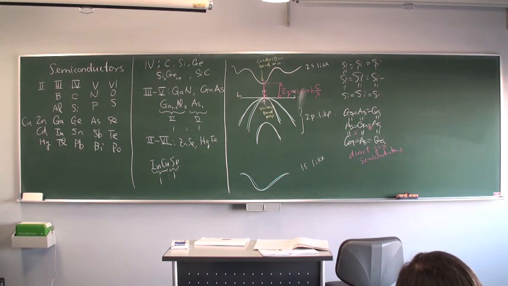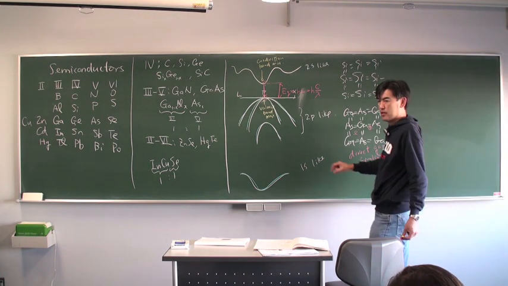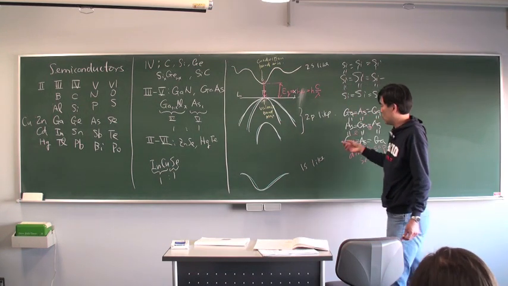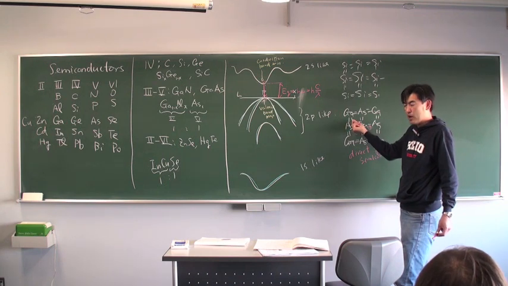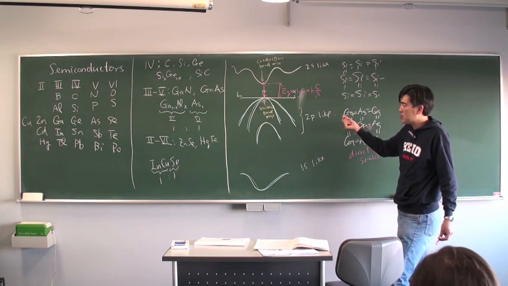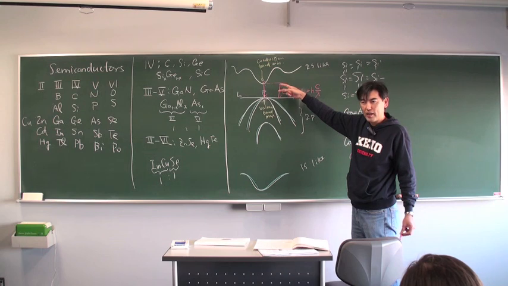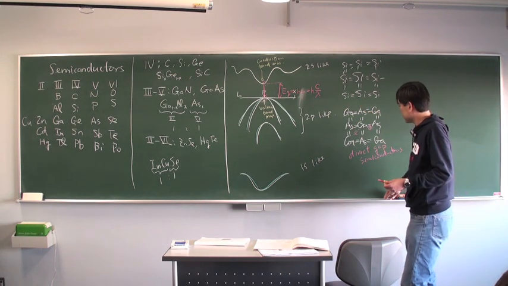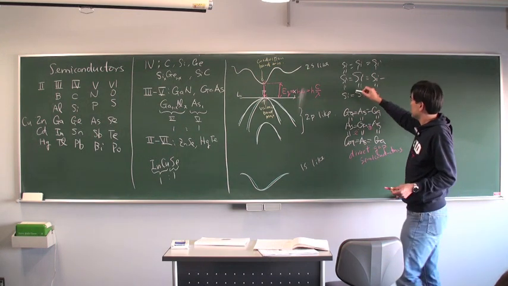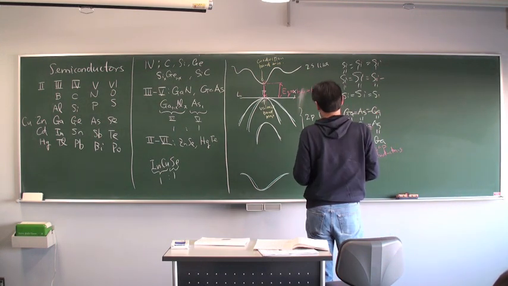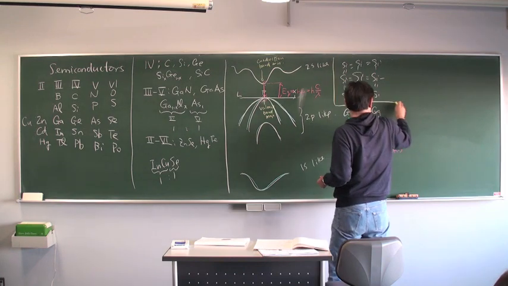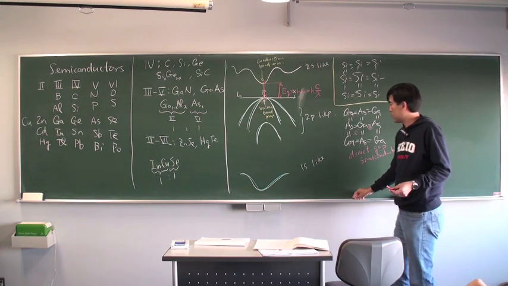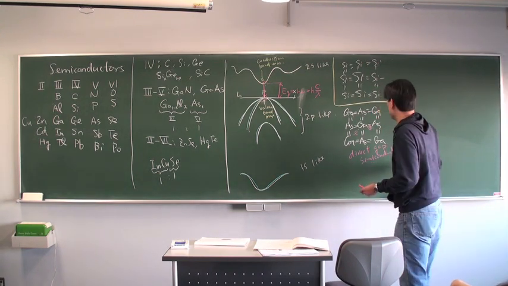Okay? So the band gap, the energy gap, or strength of bonding, determines the color of the light coming out of the semiconductors. So this is a case, in fact, for direct band gap semiconductors. The story is different from indirect band gap semiconductors.